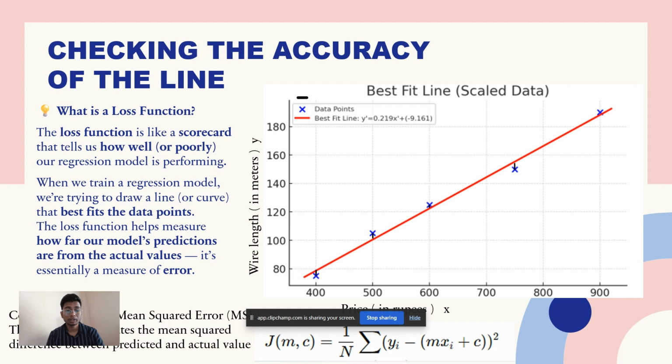A common loss function is mean squared error, which is one of the most common loss functions. MSE calculates the average of squared differences between predicted and actual values. A smaller MSE means the line is closer to the data points and hence more accurate. Here we can see the formula: J(m, c) = 1/N Σ (y_i - (m x_i + c))^2.